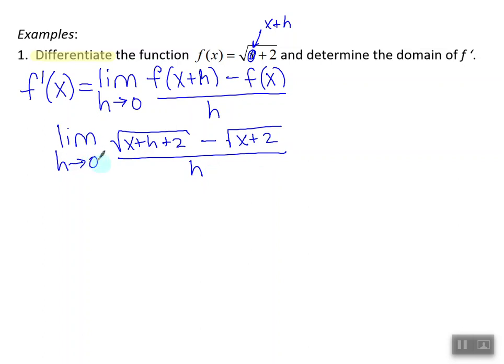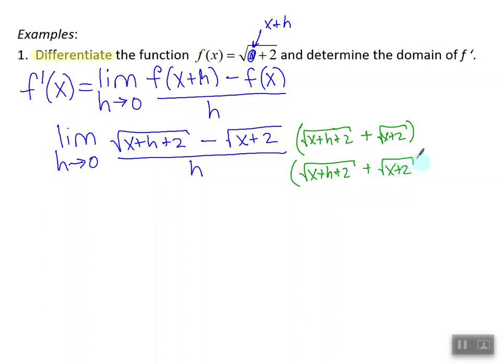Now, of course, when we evaluate a limit, we try first substitution, plugging the 0 in where the h is. It yields 0 in the denominator, so that's not going to work here. So what can we do? Well, we know that when we have a radical expression, often rationalizing will work. So I'm going to multiply the numerator by the conjugate of this expression, which is square root of x plus h plus 2 plus square root of x plus 2. And then, of course, we also multiply the denominator by square root of x plus h plus 2 plus square root of x plus 2.